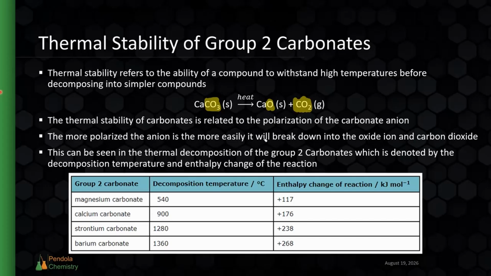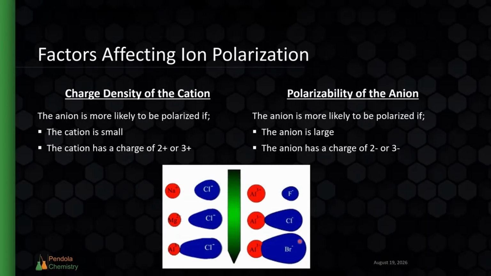Why does the carbonate break down? Well, the answer is what we just talked about: polarizability and polarization by the cation. The thermal stability of carbonate is related to the polarization of the carbonate anion. The more polarized, the more distorted an anion gets, the more unstable it becomes.